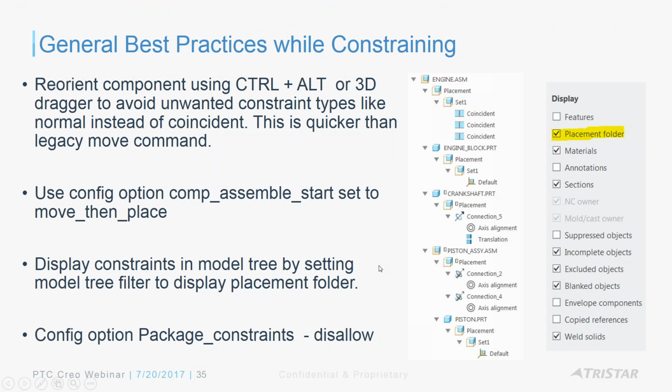Okay. Many of you may be using the 3D dragger, but if you hold Control-Alt, you can reorient the part while the assembly will stay put. And I really like this config.pro option called component assemble start. If you set it to move then place, you don't have to always go and spend your time moving the components. It will automatically attach to your cursor. Try that config option, and you might like it when you do assembly, right?